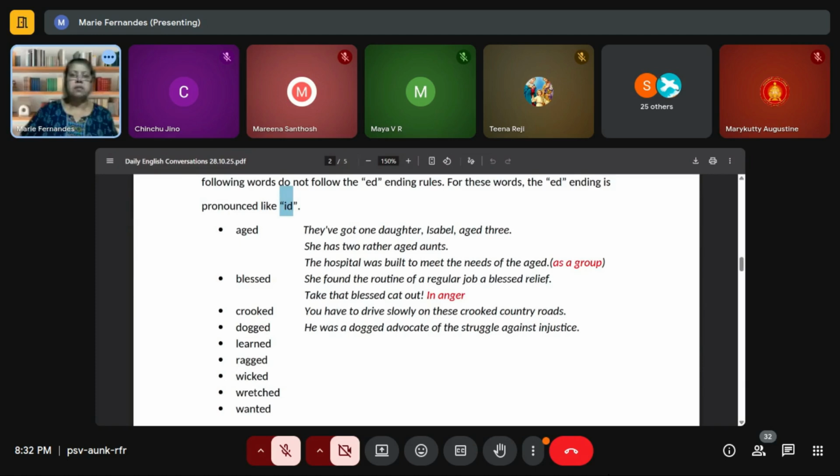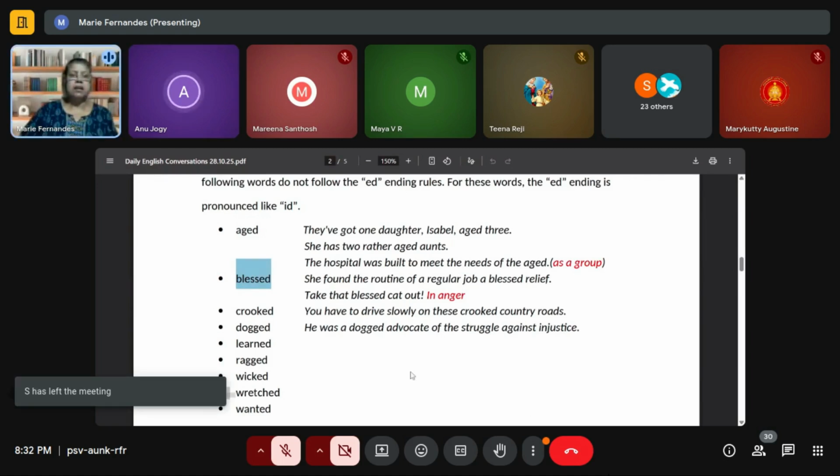Mrs. Anumol George, you read those words. Aged, blessed, crooked, dogged, learned, ragged, wicked, wretched, wanted. Say crooked. Crooked. Yeah. Now this and this you can pronounce both ways: aged and aged, blessed and blessed. Okay. Now let's go to the next one.